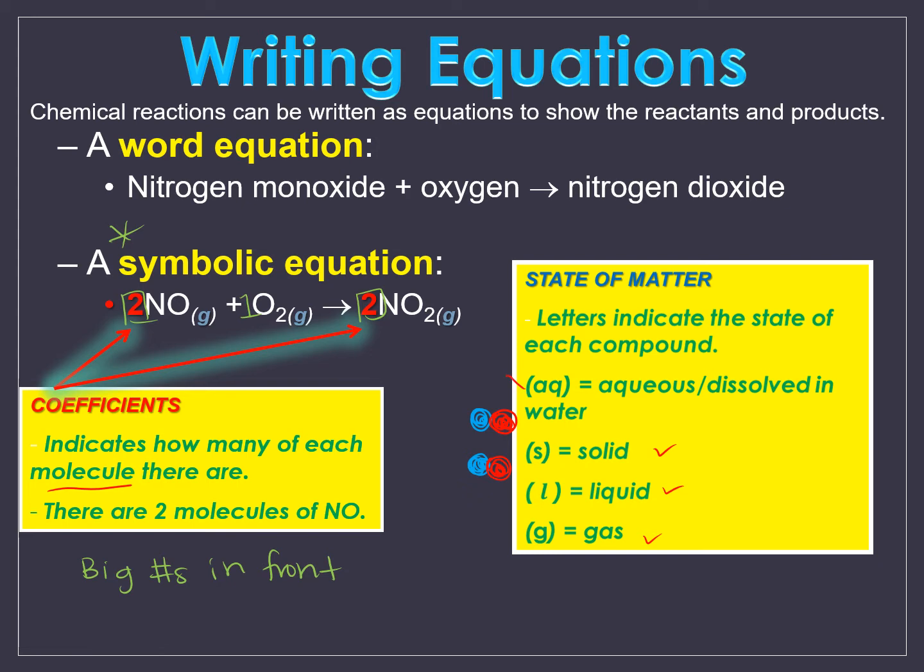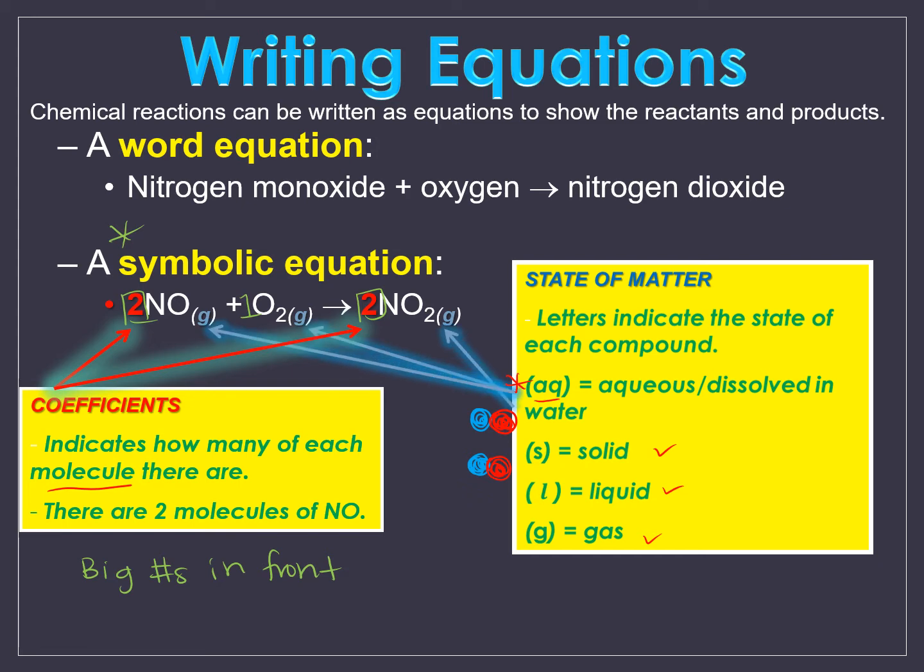And in my opinion, the most important one is AQ for aqueous. This means a substance that has been dissolved in water. Most of the chemical reactions that we observed are aqueous solutions. So something that's been dissolved in water, and then we're mixing those components together.